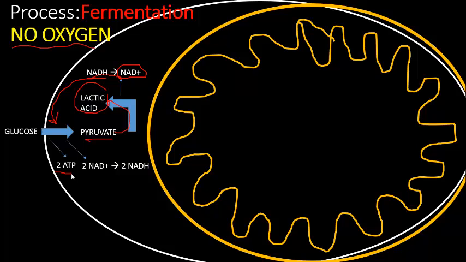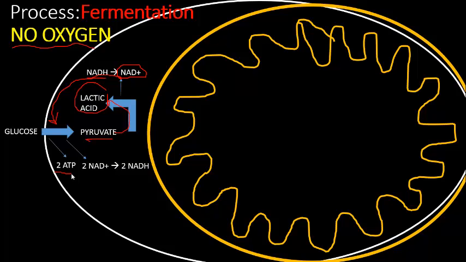Yeast cells undergo alcohol fermentation, which is exactly the same, except that instead of producing lactic acid, yeast produce alcohol and carbon dioxide. But again, the goal is the same, to regenerate NAD+, to perpetuate the process of glycolysis, to make glycolysis happen over and over again.